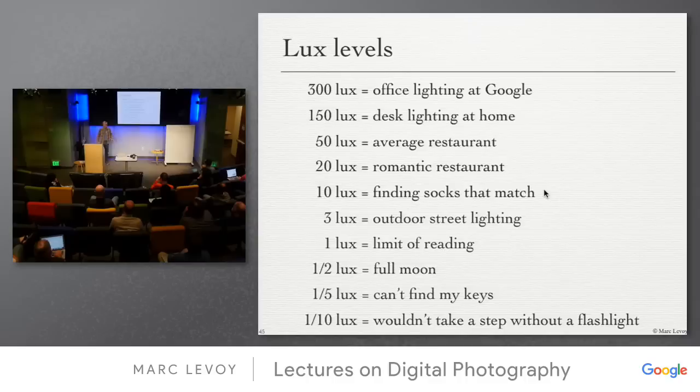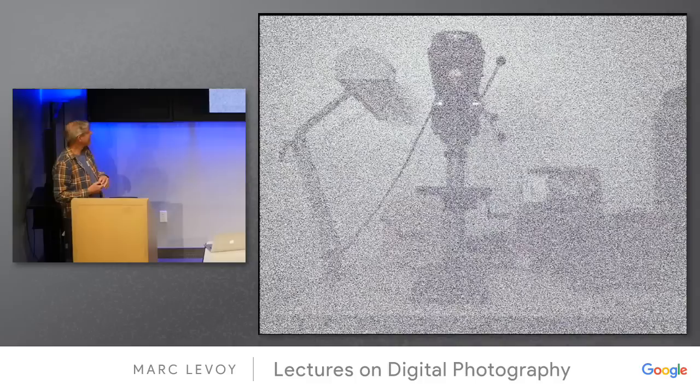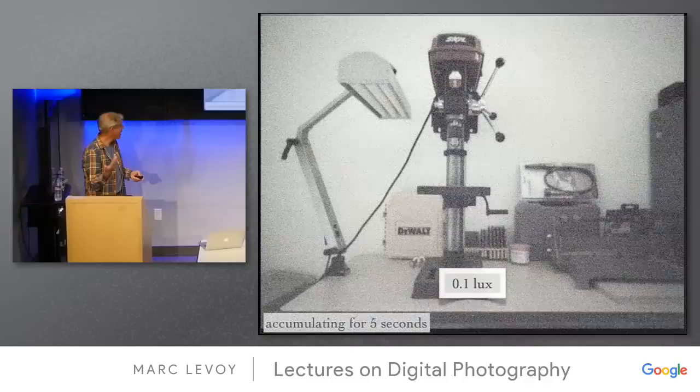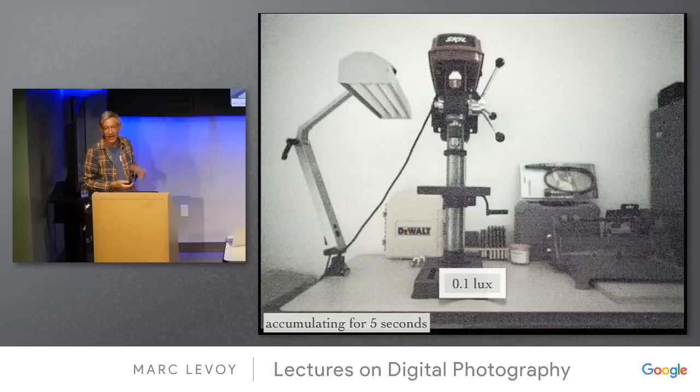So at a tenth of a lux, here's what a Nexus 6P can do, a single shot. It's very noisy. It's a drill press in case you can't see it. So that's a tenth of a lux, but if I accumulate for 5 seconds, and so this is my app where it's handheld, align, and average, I can get a picture. It's not a beautiful picture, won't win any Pulitzers, but I can see what's there.